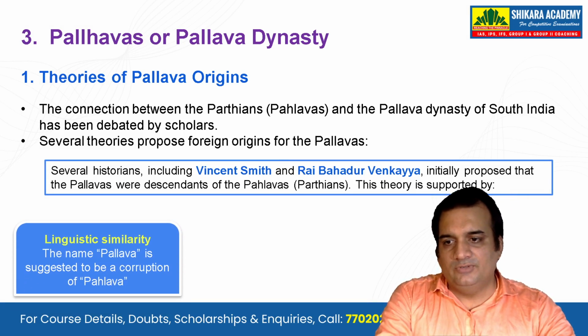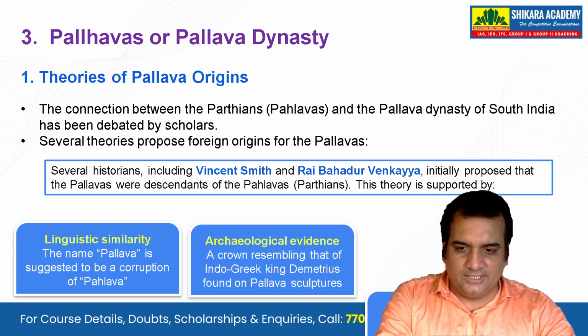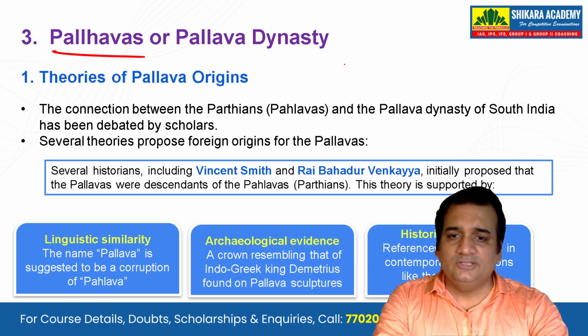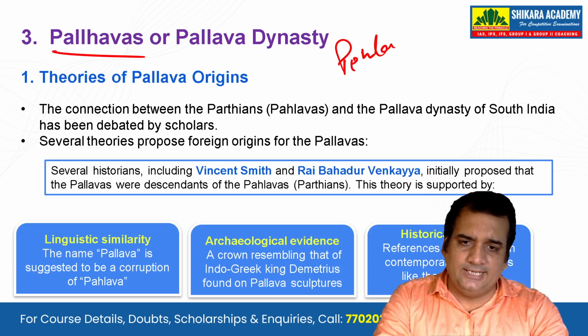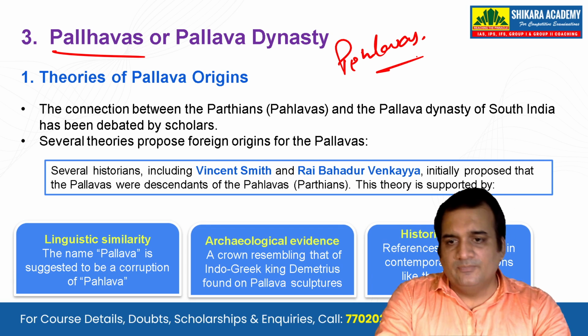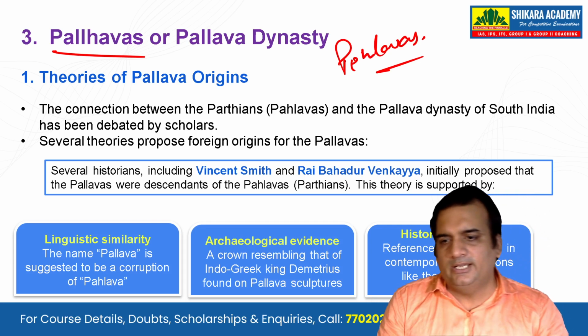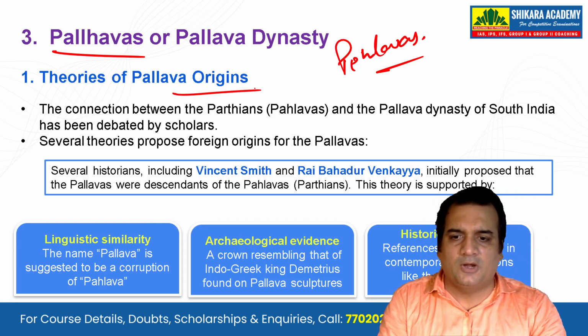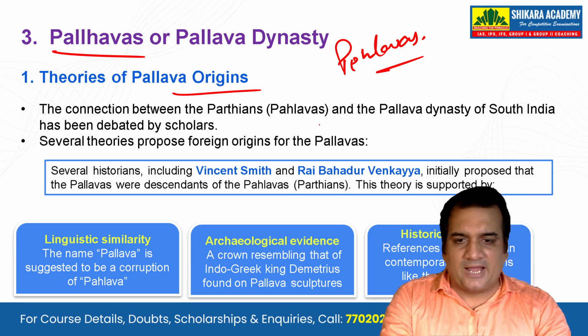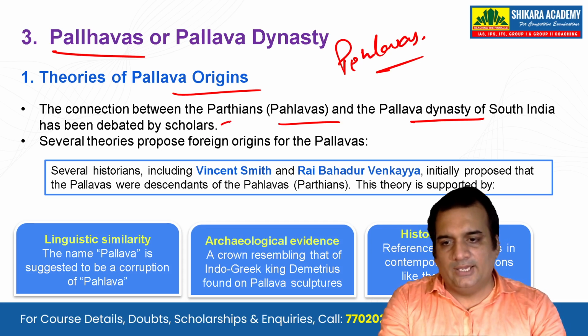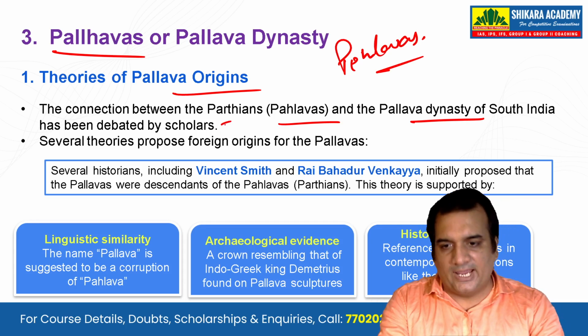And then we will also see these Parthians were also known as Pahlavas. Why were they known as the Pahlavas, or what is their relation with the Pallava dynasty that was in India? There are theories which talk about the Parthians, or the Pahlavas, and the Pallava dynasty of South India having a few connections. And why are we talking about this?